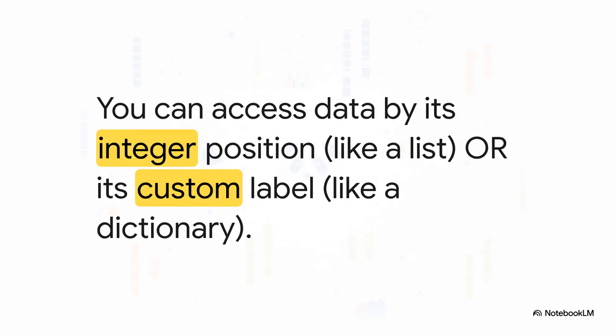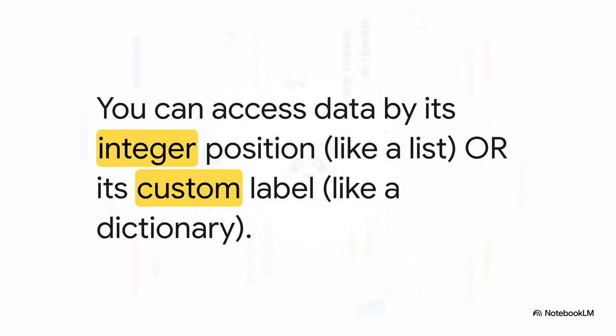This is probably one of my favorite things about the Pandas series. It gives you the best of both worlds for getting at your data. You can treat it like a simple list and say, hey, give me the item at position 0. Or you can treat it like a dictionary and ask for the item with the label A. You get to pick whichever method makes the most sense in the moment.